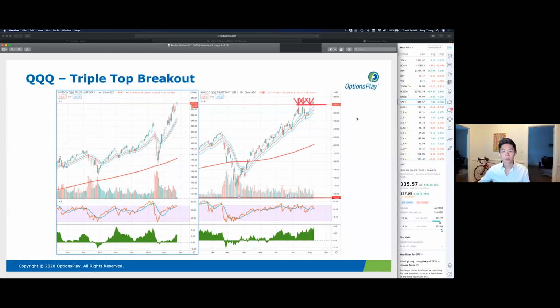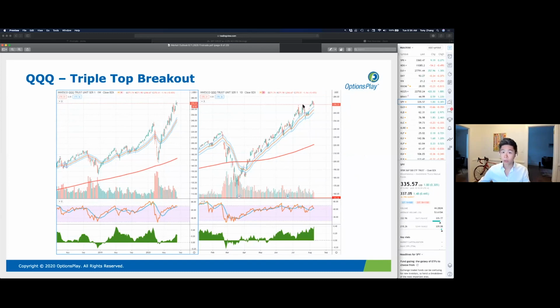We had multiple tests of 270, but over the past few trading sessions, we've now had a break above that 270 level. We've come back to test that 270 yesterday and held that level. So my expectation going forward is that the Qs are going to rise off that 270 triple top, which now acts as support and continue moving higher.